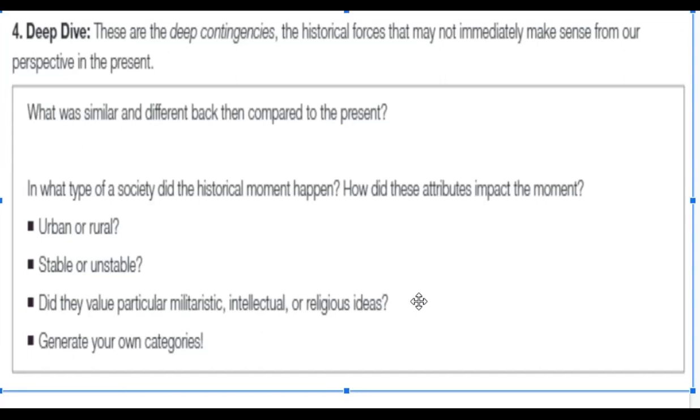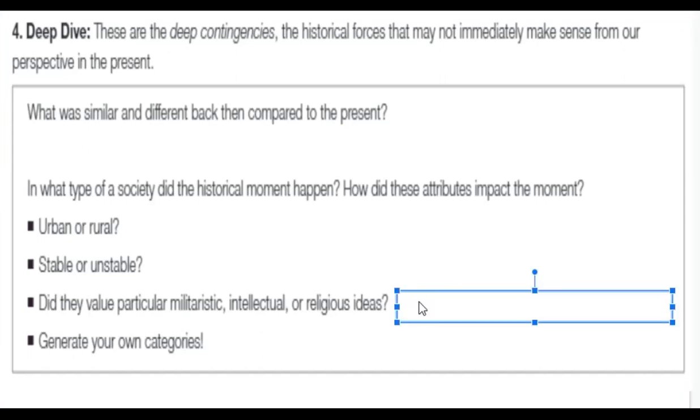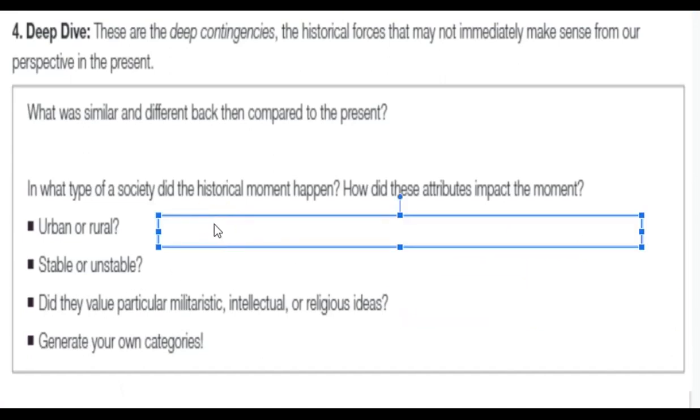Do they have particular militaristic, intellectual, religious ideas? No, but they had very strong beliefs about slavery, and there were religious beliefs about slavery. Was it urban or rural? I wouldn't go there. I would talk more specifically about how the economy depended on it. That's the category I would make. How did this moment happen?